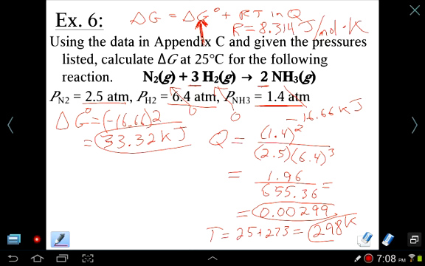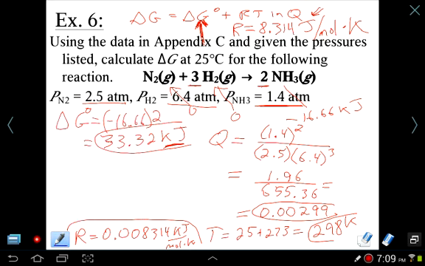Now, because we are dealing with kilojoules, we either have to get kilojoules into joules to line up with R, or get R into kilojoules to line up with delta G. I would suggest, because our final answer we want is delta G, let's get R to align with delta G. So R will divide by 1,000 and become 0.008314 kilojoules per mole Kelvin.